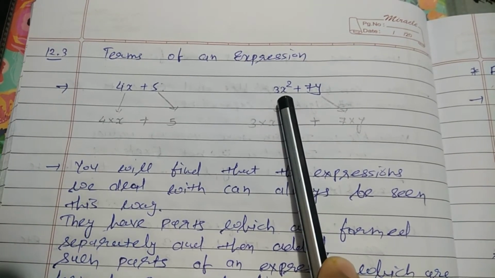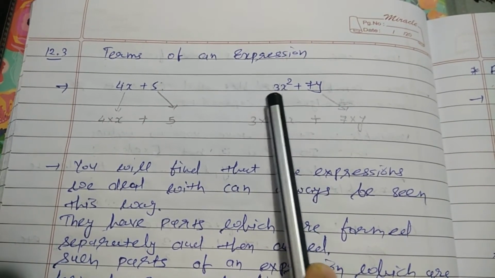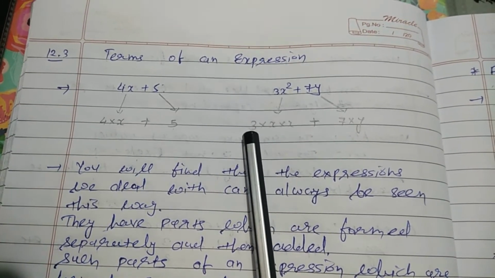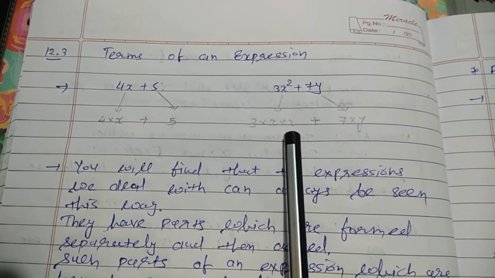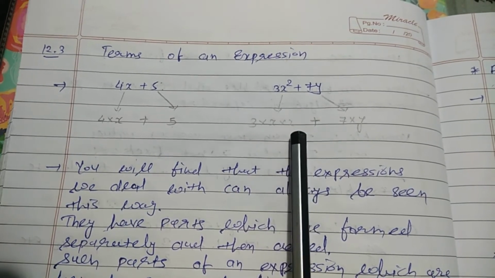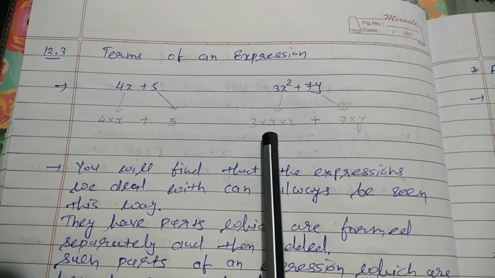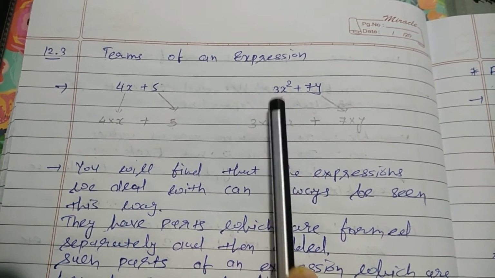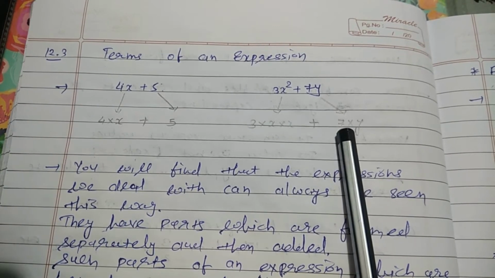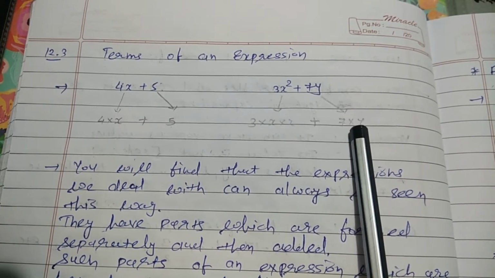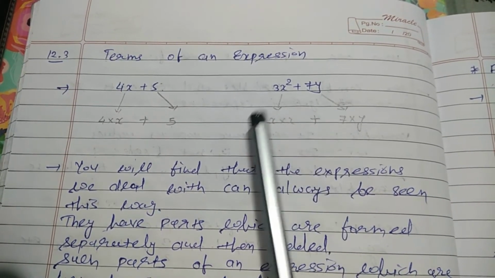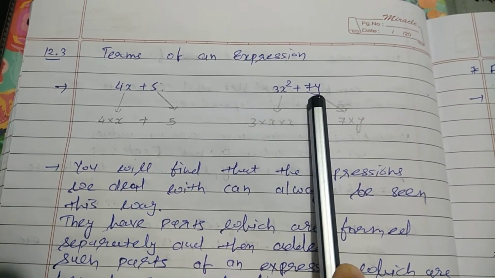In this another example, 3x square plus 7y, first this part 3x square is formed. How? When 3 is multiplied with x and multiplied with x, that means the product of constant 3 and variables x and x, we got 3x square. And for 7y, when we multiply constant 7 with variable y, we get 7y, and when we combine them with the arithmetic operation addition, we got 3x square plus 7y.